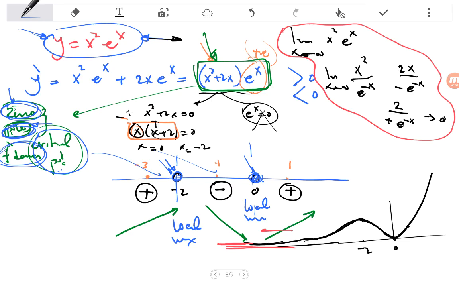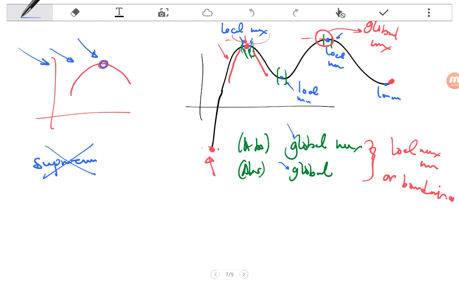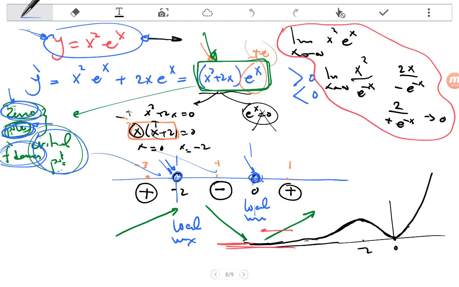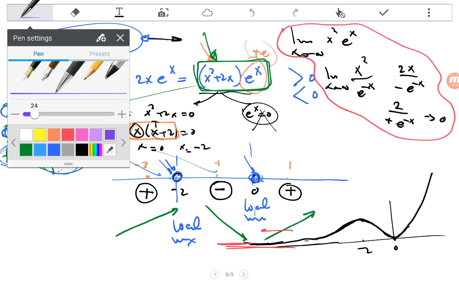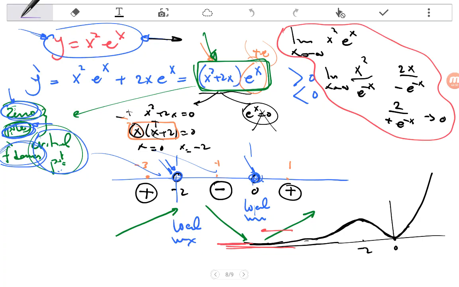Now, how to find the global maximum and global minimum? To find the global, we don't have to find the local maximum and local minimum. We just need to find the critical points. We have learned that the global maximum and global minimum may be a critical point, or it may be a boundary point.